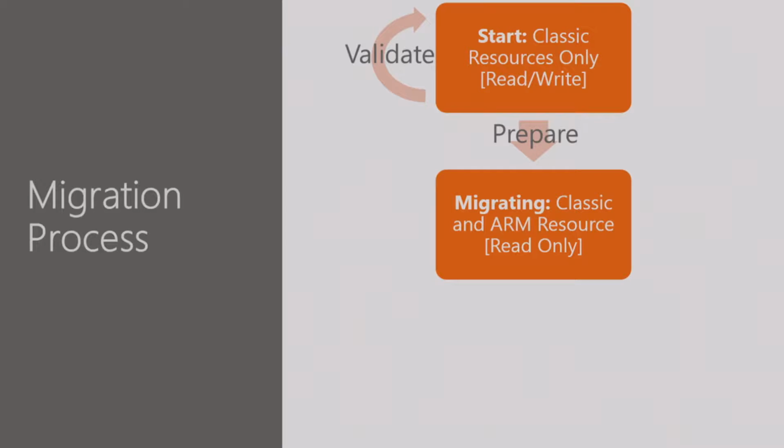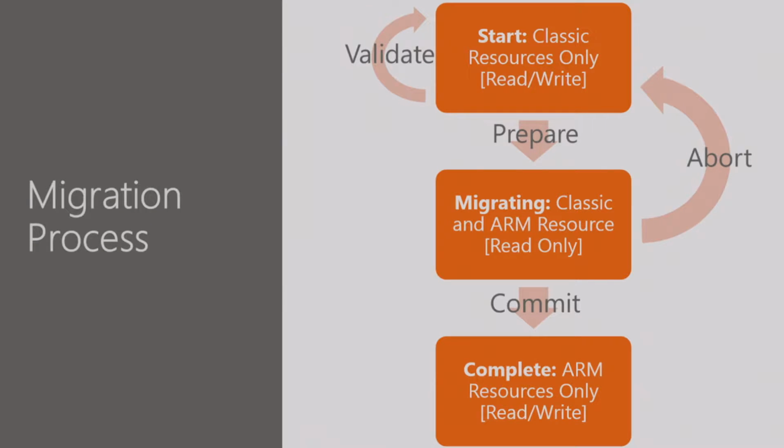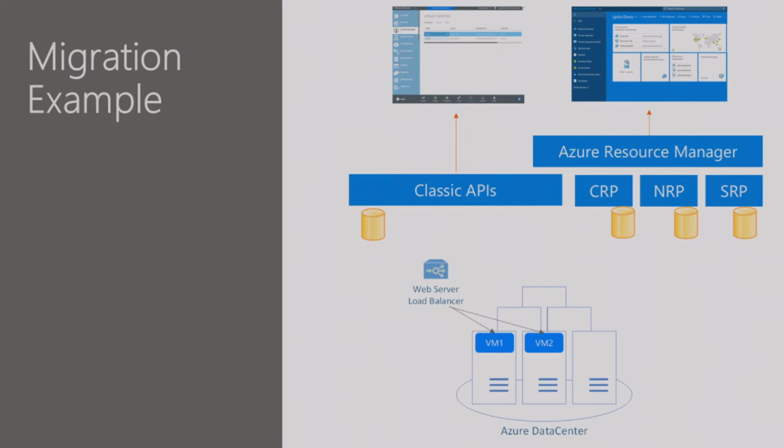And once you've validated that they're correct, if there's a problem, you can abort and go back to the original state without deleting, without changing anything, or commit that and you end up in the Azure Resource Manager. Now let's look at that with some specific machines.